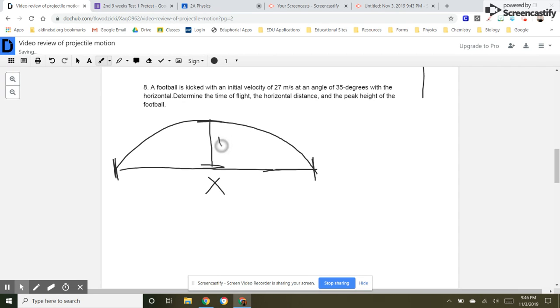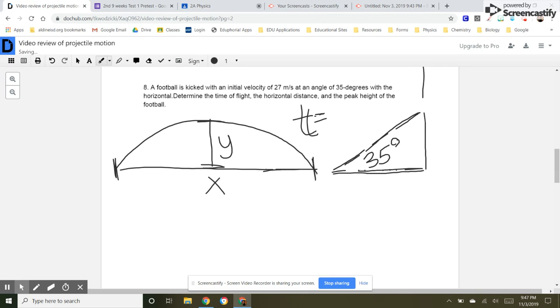Okay, so here's my little diagram. And like I've told you, it's very important that you draw out these problems. Okay, we're looking for time as well. All right, set up my little triangle to help me break my components. 37 degrees is my angle. 27 meters per second.